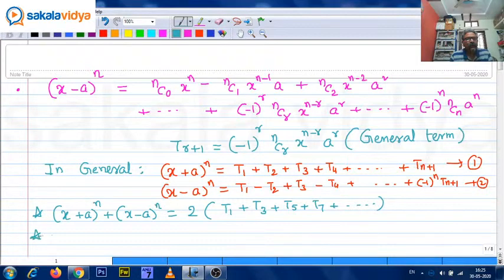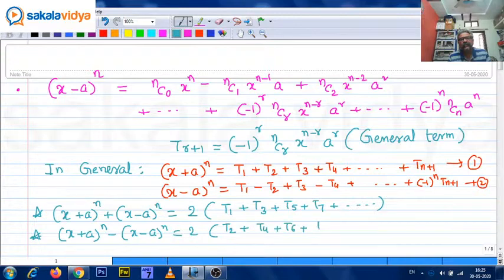if you want to find out (x plus a) whole to the power of n minus (x minus a) whole to the power of n, this will be 2 times, what do you get now here? So T1 cancels, you will be getting T2 plus T4 plus T6 plus T8 and so on. So this is equation 3 and equation 4.